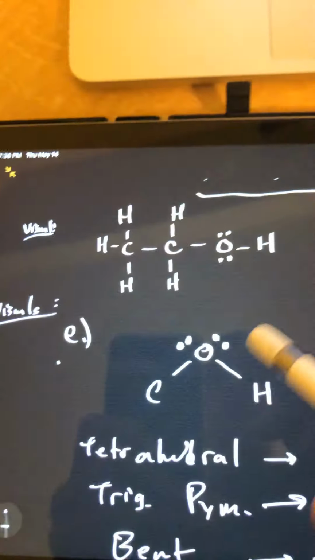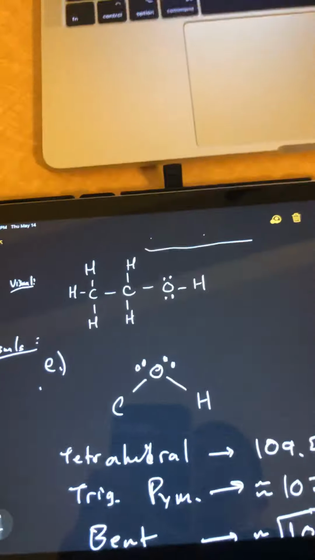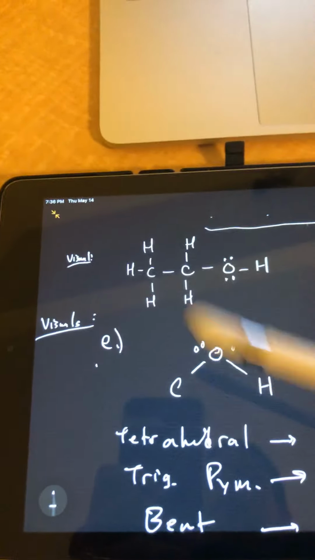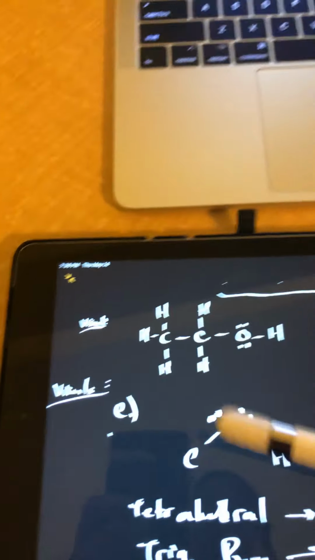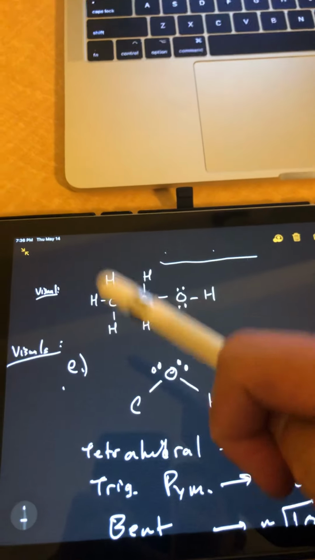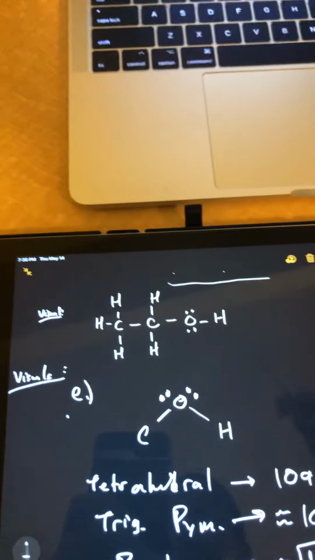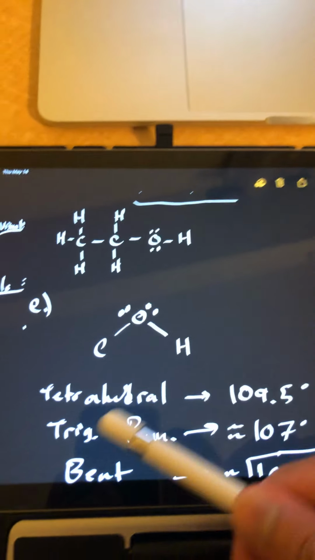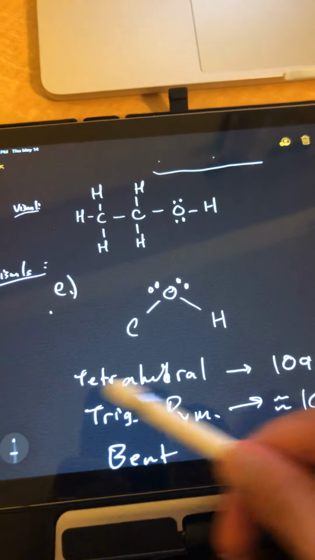Part E says, what is the bond angle of COH? Okay, so this is COH. The first thing I did when I approached this problem is I thought, what is the electron domain geometry? So how many things are around the central atom? I see there are four things around the central atom, 2 lone pairs and 2 atoms, 2 elements rather. So there are 4 main things, and so the electron domain geometry is tetrahedral.